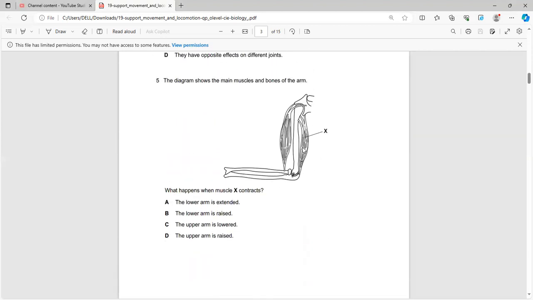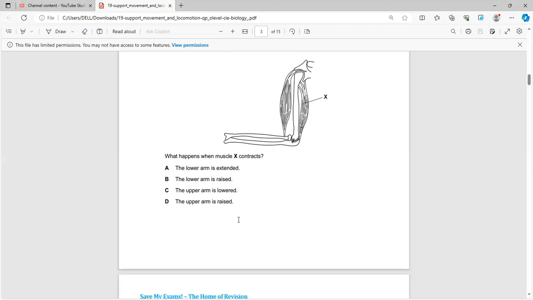Now, this is the triceps muscle. Whenever it contracts, the arm is extended. Whenever you contract the triceps muscle, the lower arm is always extended.